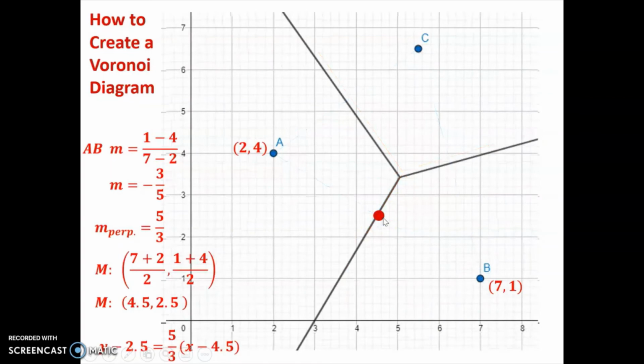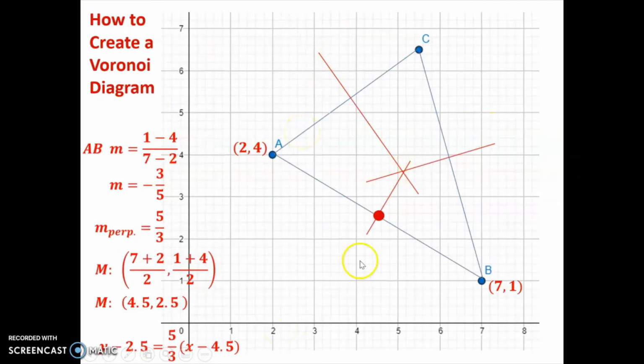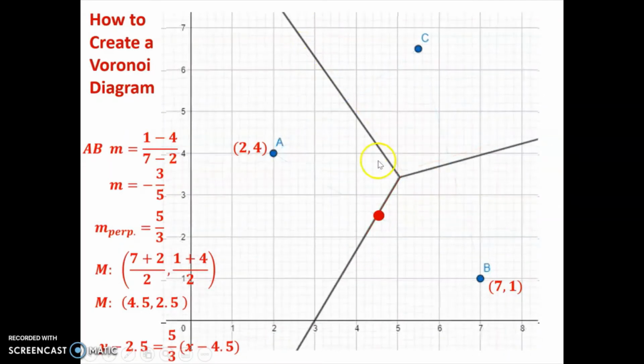That means our Voronoi diagram will look like this. Okay, there it is, our Voronoi diagram. Once we've made the perpendicular bisectors, they give us our perfect borders for the Voronoi diagram. Now, everything in this zone, A is the closest seed. Everything in this zone, C is the closest seed, and so on.